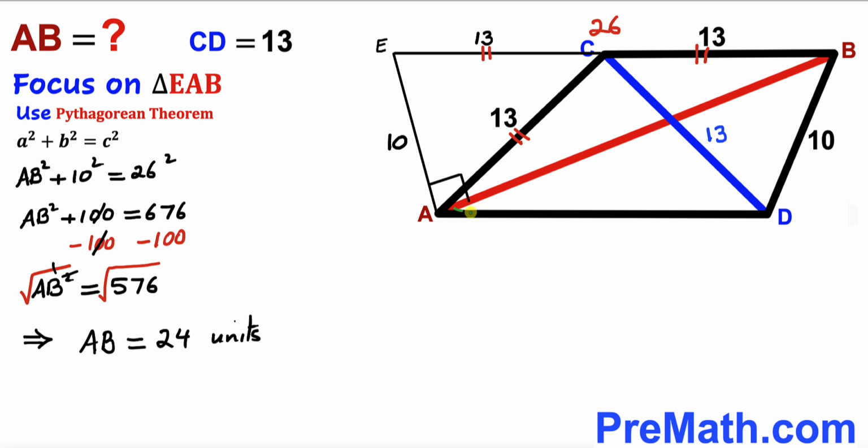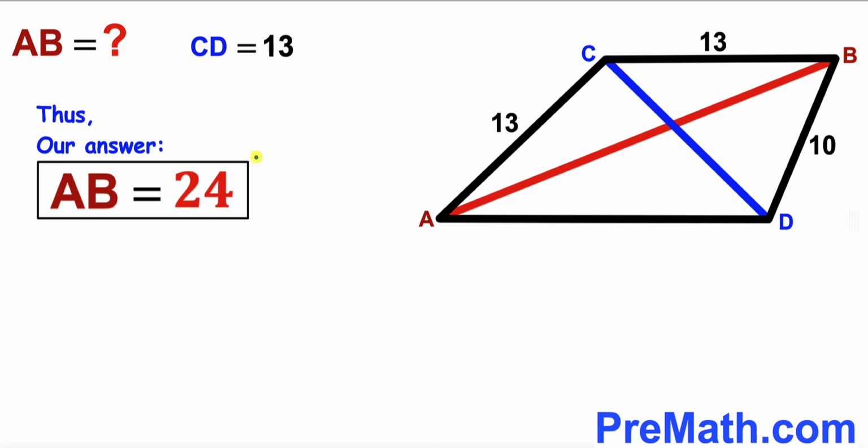In other words, this diagonal AB length is going to be 24 units. So thus, after all the calculations and manipulations, our diagonal AB length turns out to be equal to 24 units. And that's our final answer.